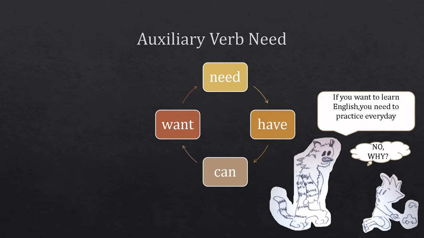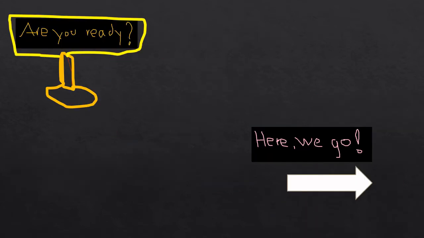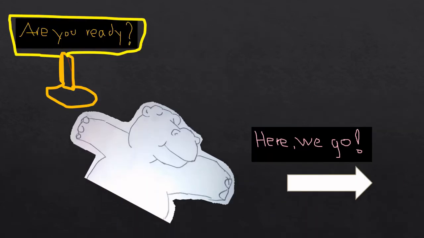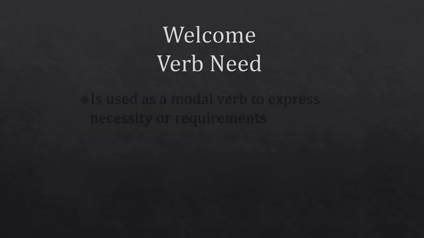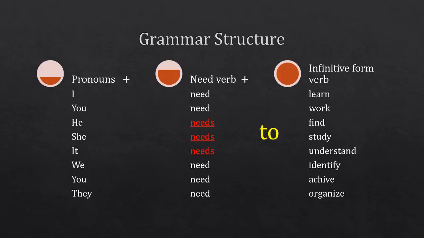In this video we are going to learn how to use the auxiliary verb need. Are you ready? Here we go. The verb need is used as a modal verb to express necessity or requirements. Now let's see the grammar structure.